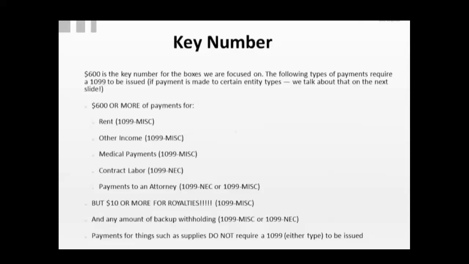Payments to an attorney could go on either form, depending on what type of payment you're making, and we'll talk about that in just a couple of slides. If you're paying royalties, royalties are box 2. The royalty threshold is $10 or more, which would trigger a 1099 reporting obligation. With backup withholding, that's another thing we talk about later on. Any amount of backup withholding, even $1 of backup withholding, triggers a 1099 obligation. So for things such as purchasing supplies, you do not issue a 1099 for the purchase of supplies or the purchase of inventory, that sort of thing.